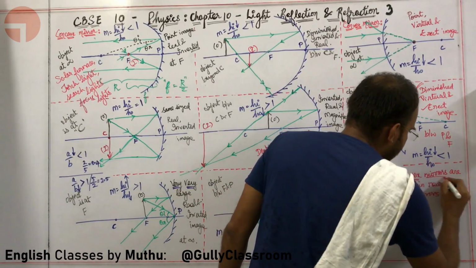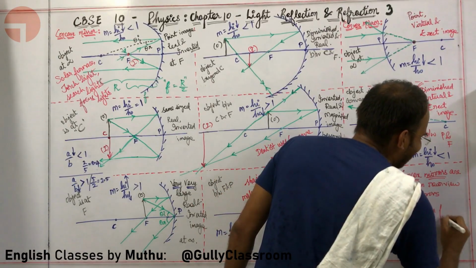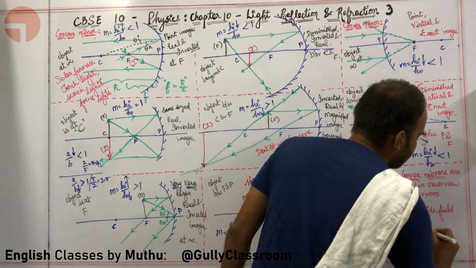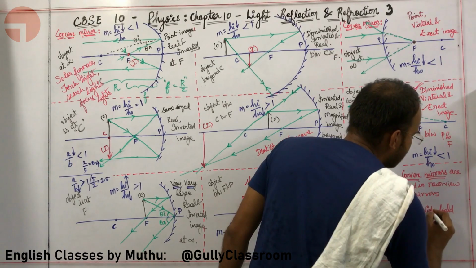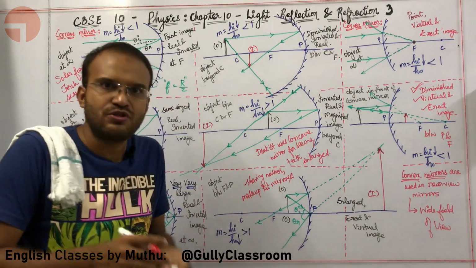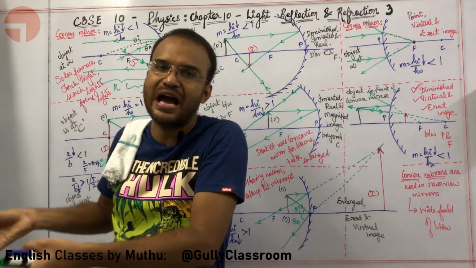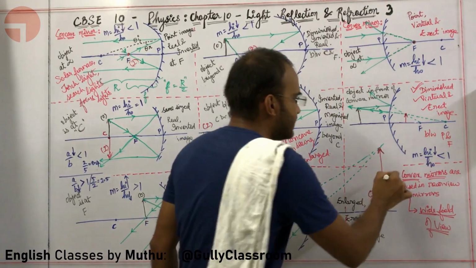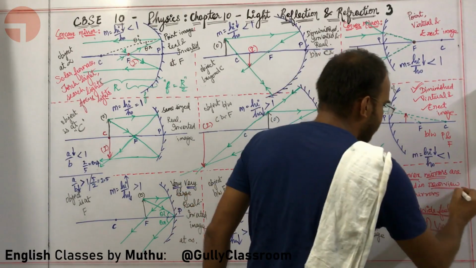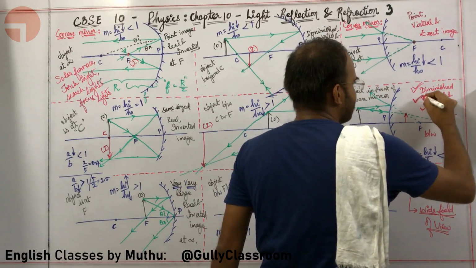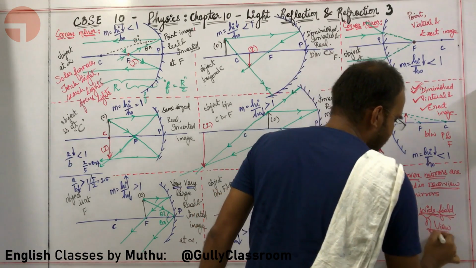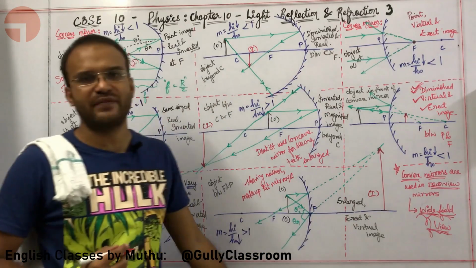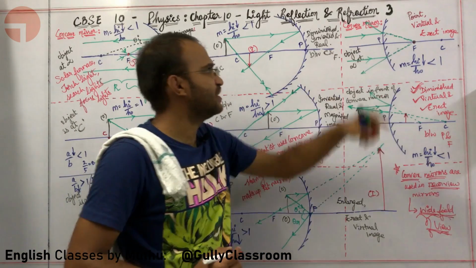Also, convex mirrors have a wide field of view. What is wide field of view? Wide field of view means you are able to see the entire thing that is happening behind. So what is the reason convex mirrors are used in rear view mirrors? Because they produce an erect, virtual and diminished image with a wide field of view. It is a very, very important application of convex mirror.